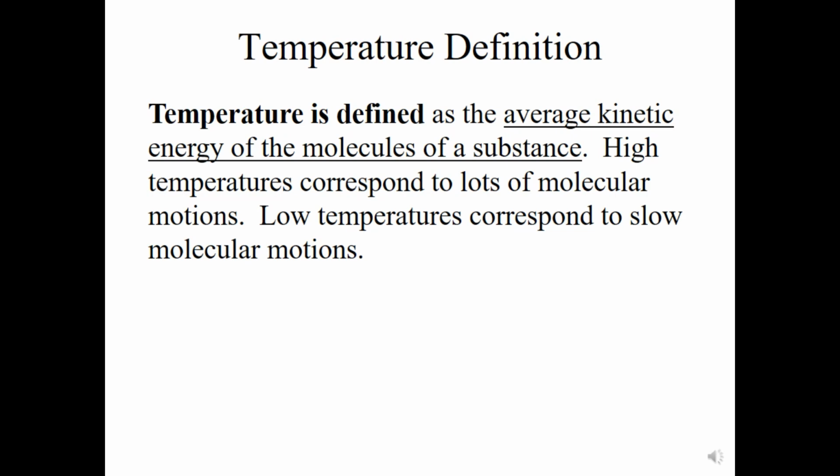So if we want to define temperature, temperature is defined as the average kinetic energy of the molecules of a substance. Kinetic energy is the energy of motion. And so at high temperatures, we have a lot of motion, of vibration of the molecules of a substance. And if you slow things down and you reduce the molecular vibrations, you are actually lowering the temperature, until, of course, you get to absolute zero when there is no molecular motion.